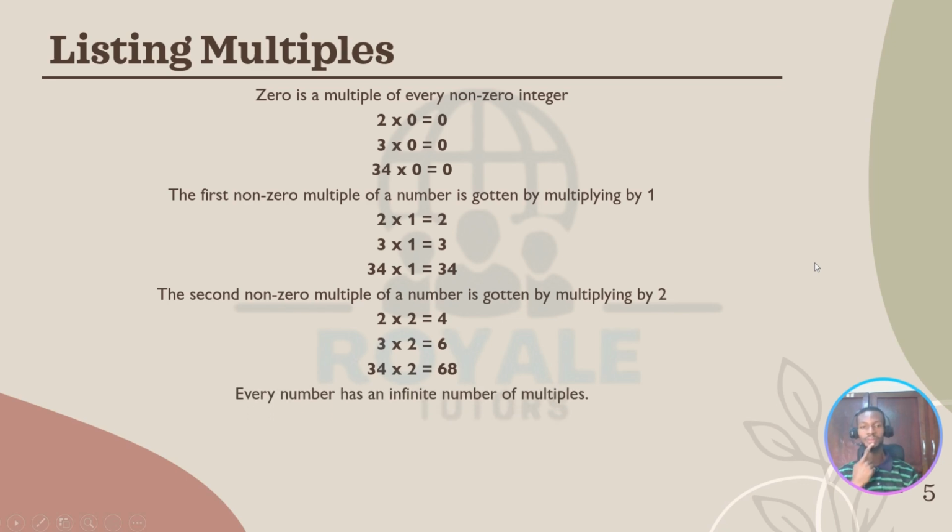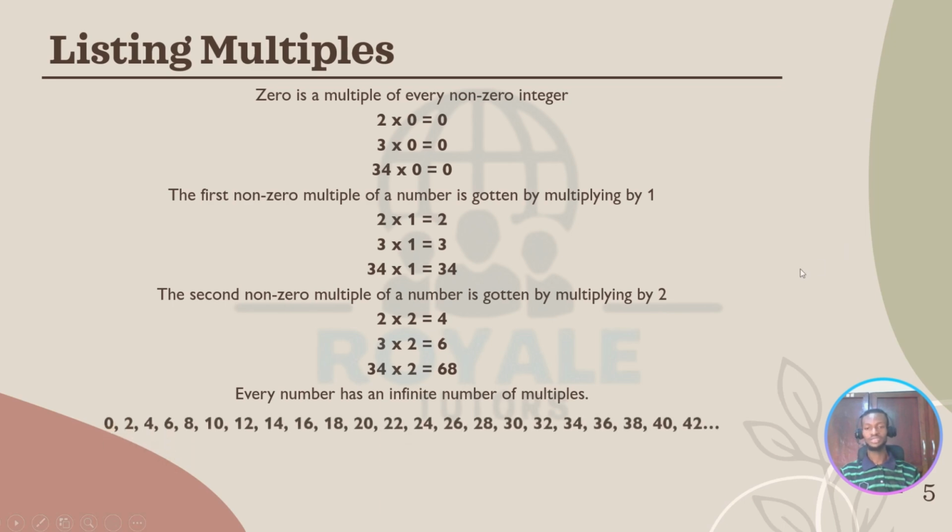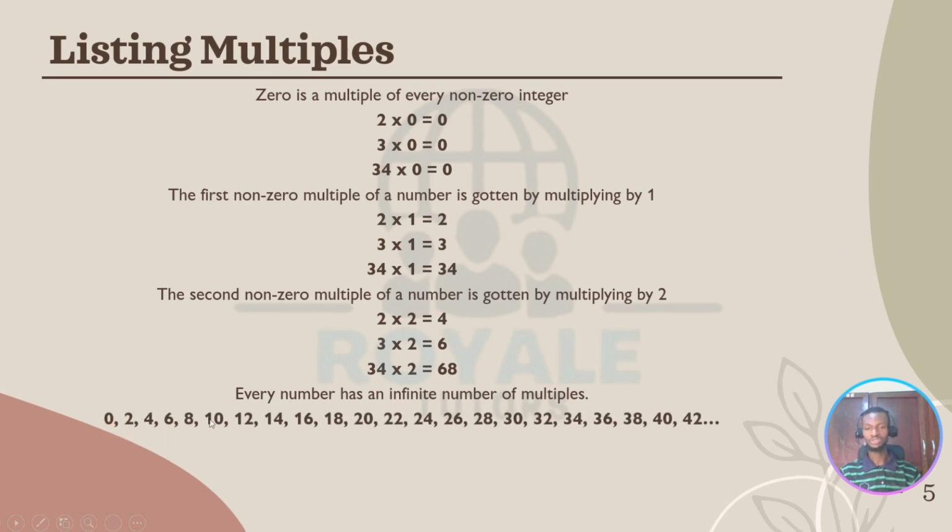So remember that every number has an infinite number of multiples. I have explained that to you, that you can always multiply a number continuously by numerous numbers, and you continue on and on to generate the multiples of that number, so it doesn't end. That's why we say it is infinite.